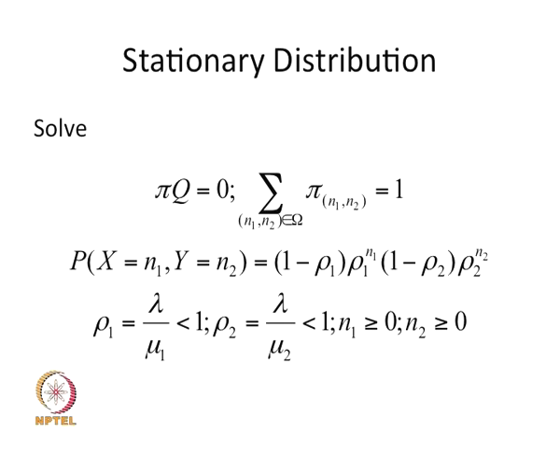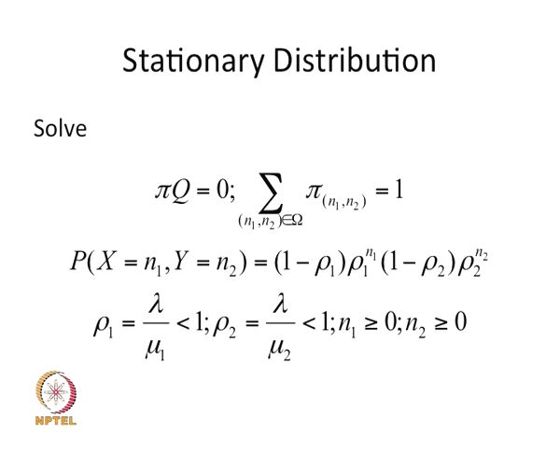You need a condition. So, as long as rho 1, that is lambda divided by mu 1, is less than 1, as well as rho 2, that is lambda divided by mu 2, is also less than 1, then the stationary distribution exists. And you can find the stationary distribution as the probability that n1 customers are in the first node and n2 customers are in the second node, that is nothing but (1 minus rho 1) times rho 1 power n1, and (1 minus rho 2) times rho 2 power n2.